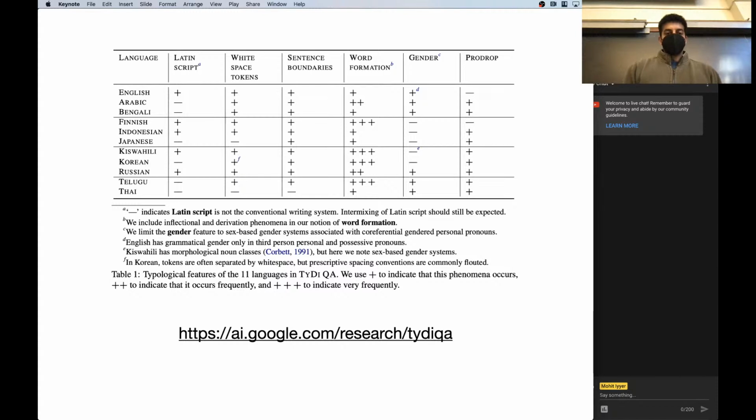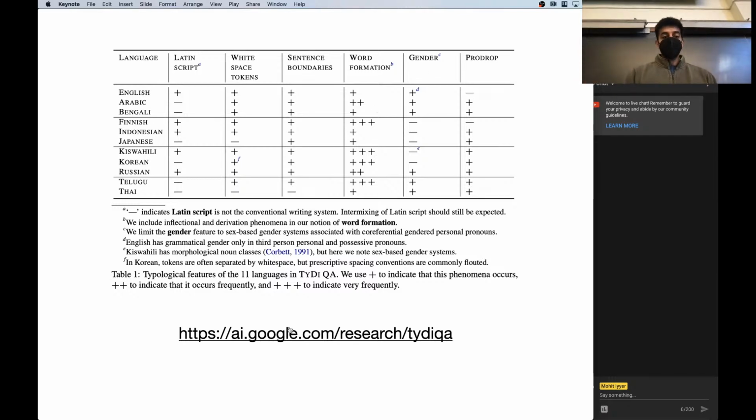Okay, so this data set has, I think, 10 or 11 different languages, and they put this table in the paper to contrast the features of all these different languages. They have languages that use different scripts. Some languages have white space tokens to denote words, others don't. Most have sentence boundaries, I think only Thai doesn't. And there are other features of these languages that differ.